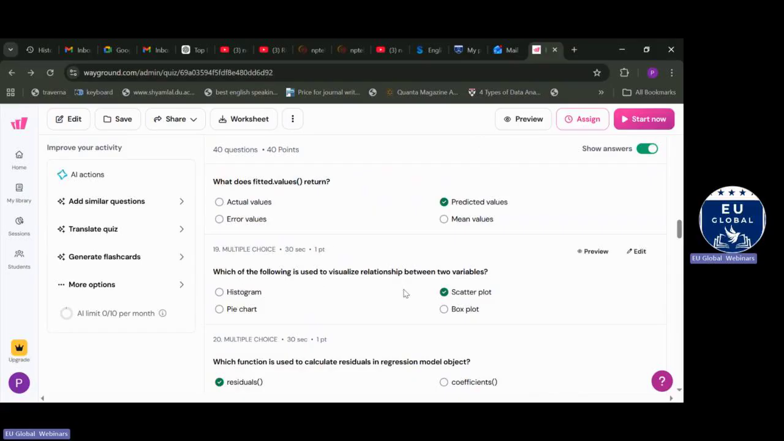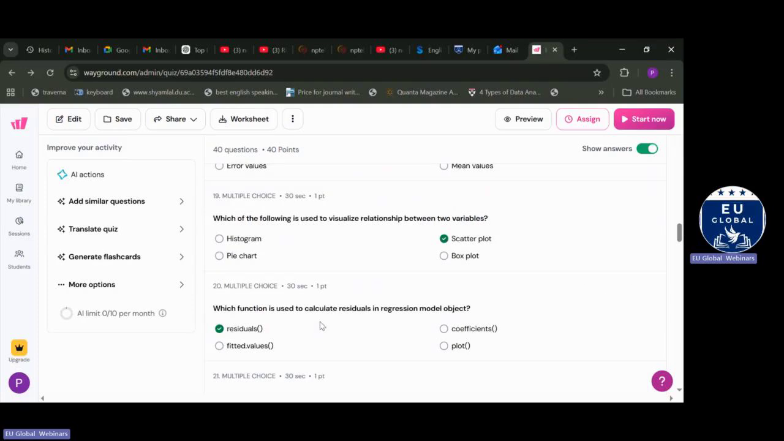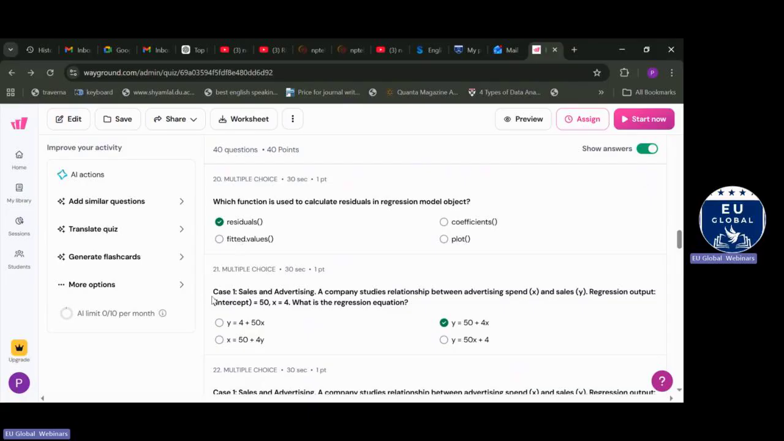Which of the following is used to visualize relationship between two variables? We know which plot that is. That is a scattered plot. Which function is used to calculate the residuals in the regression model object? The residual function.